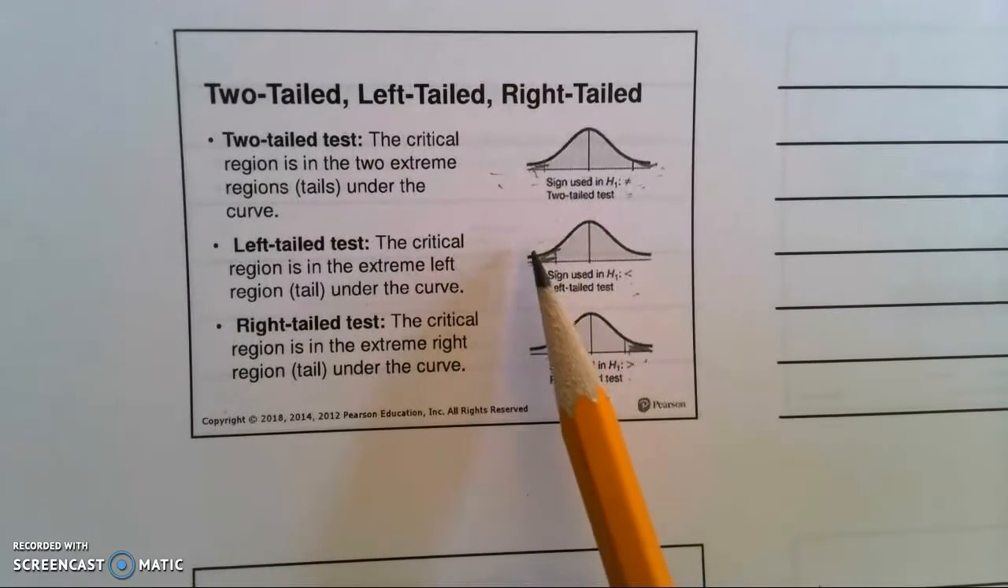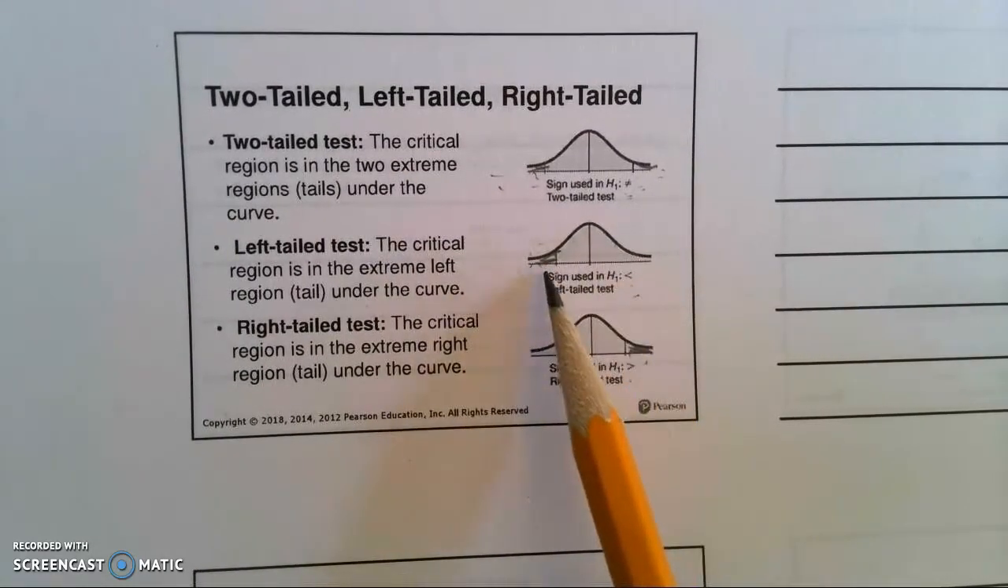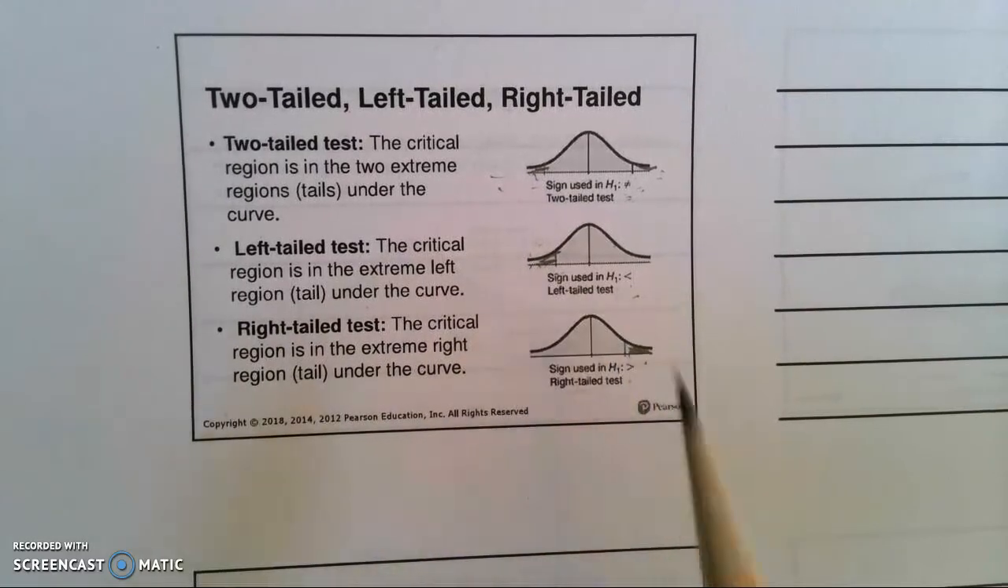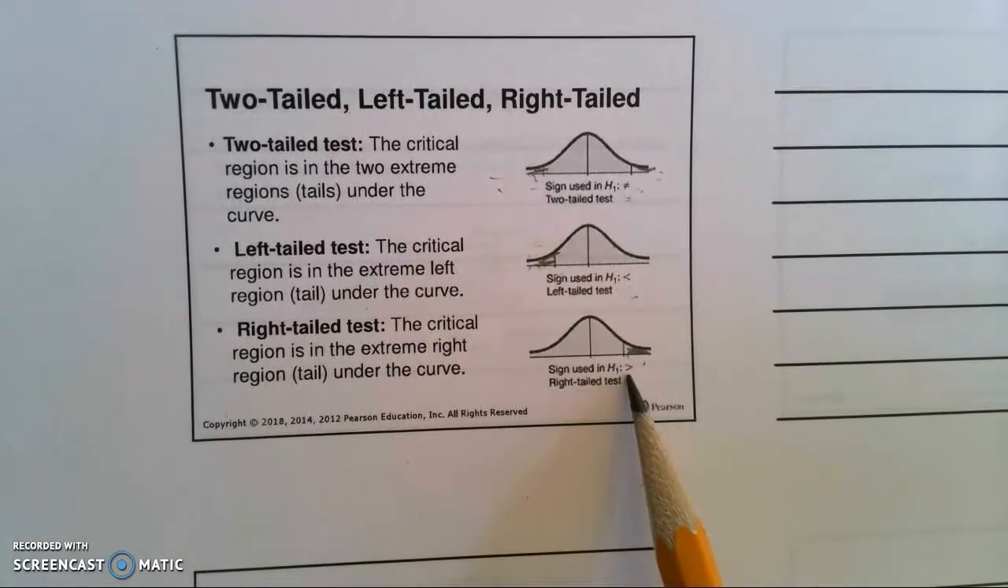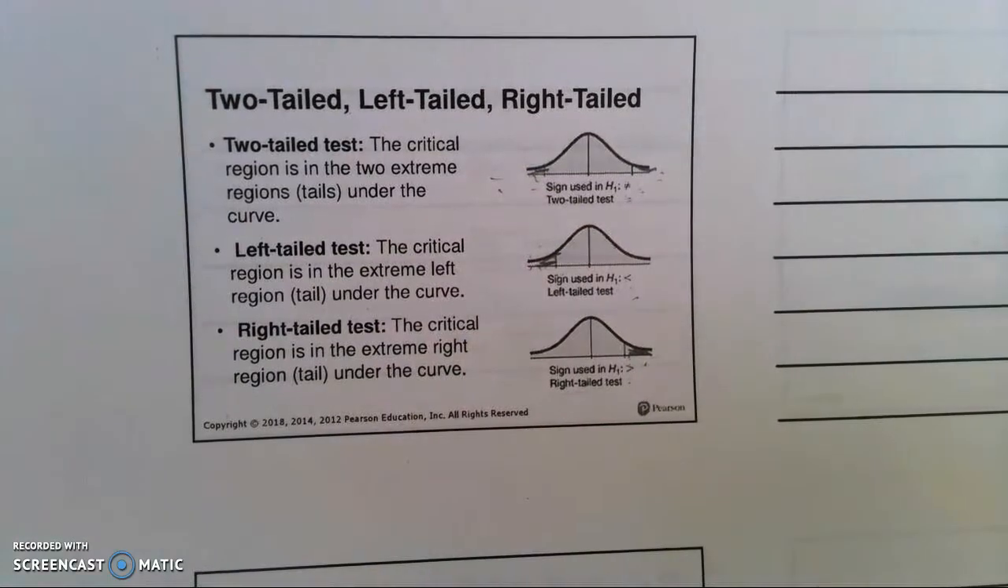That separates the rejection region from the non-rejection region. So your critical value would be negative. And if your alternative hypothesis is greater than, then this is your rejection or critical region, so your critical value can be positive.